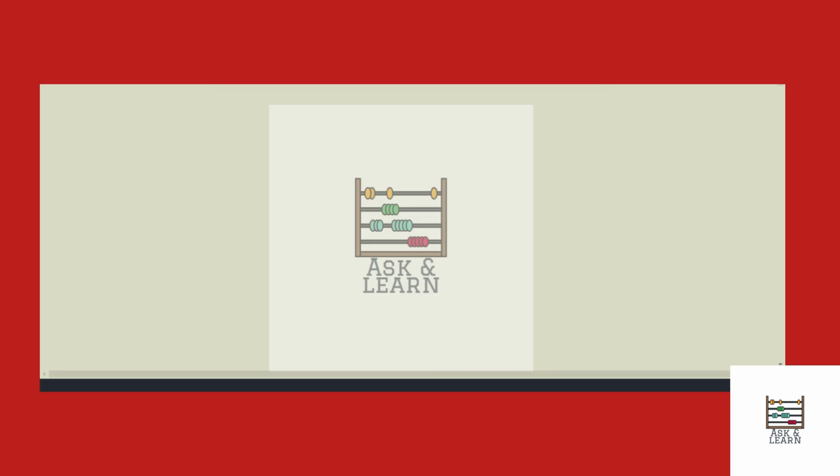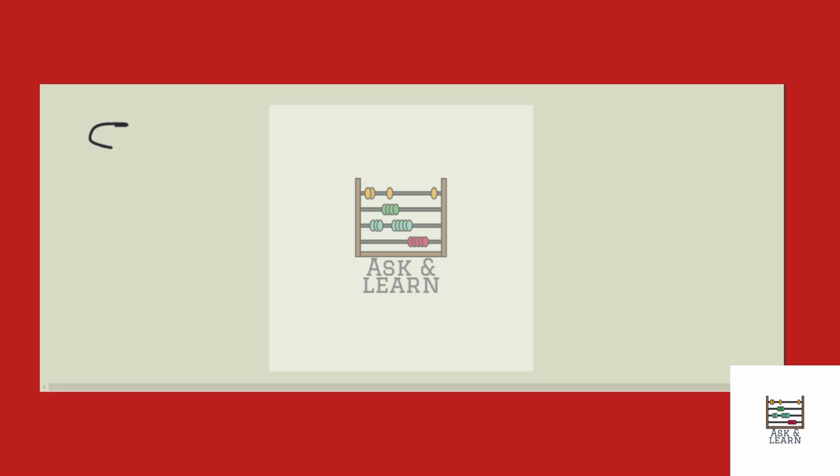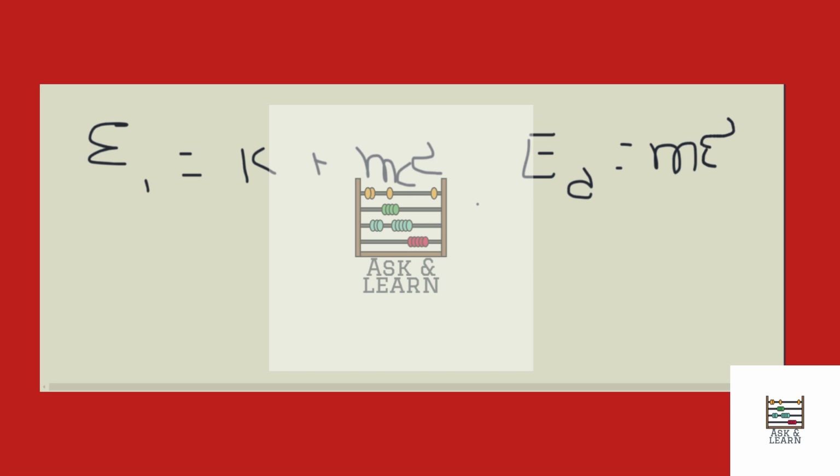The two colliding protons: E1 is equal to K plus mc square and E2 is equal to mc square. Also we can write E1 square is equal to P1 square c square plus m square c to power 4, and P2 is equal to 0.